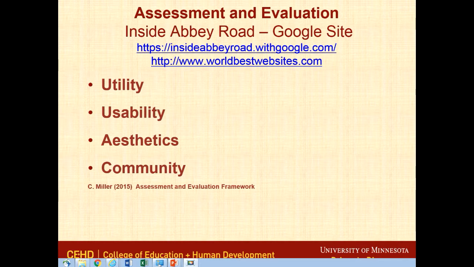And so I looked for another way to approach the evaluation and assessment, and I found Charlie Miller's assessment and evaluation framework using 4 categories of utility, usability, aesthetics, and community. And what was really helpful about these 4 categories is that I could pull each of those characteristics or attributes from the World Best Websites into these 4 areas and use it to help me evaluate this website. And again, I think it was very helpful, and it helped me to identify the strengths and opportunities for the Abbey Road Studios site.